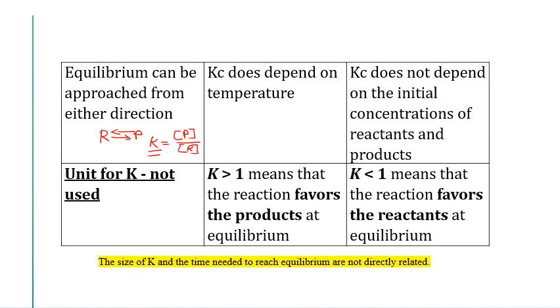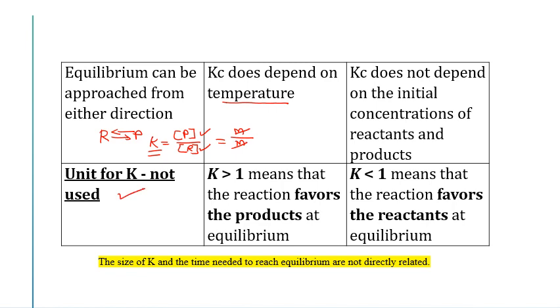So this is a constant. This is not going to change when the initial concentration of the reactants or products is changed. The only way you can change the K value is by changing the temperature. Since we are using concentrations in the numerator and the denominator, the units will cancel, so we don't use a unit for K.